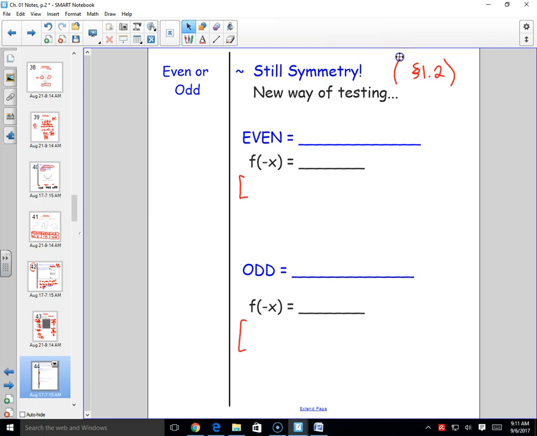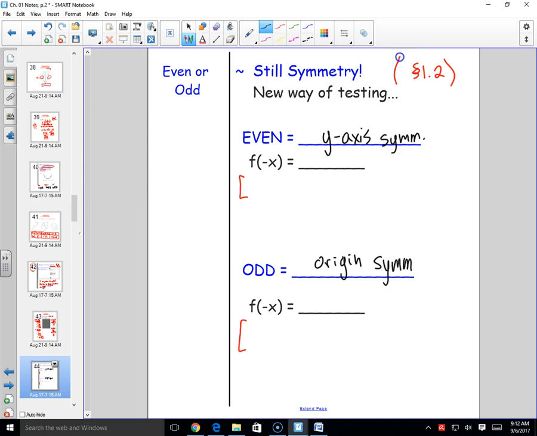And the reason why I'm having you review is that even though these terms, even and odd, are new to us this year, even is the same thing as y-axis symmetry. In section 1.2 we were dealing with all sorts of different stuff. But now we're dealing with functions specifically. So even is a special name for a function, not a relation, a function that has y-axis symmetry. And odd is a special name for a function that has origin symmetry. So origin symmetry, y-axis symmetry, we talked about both of those back in section 1.2.